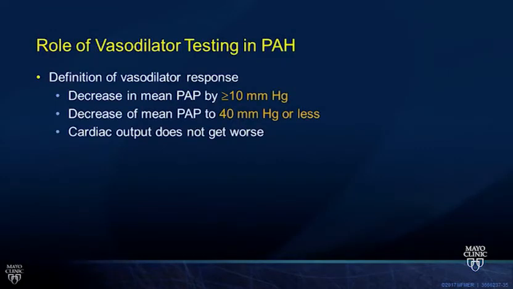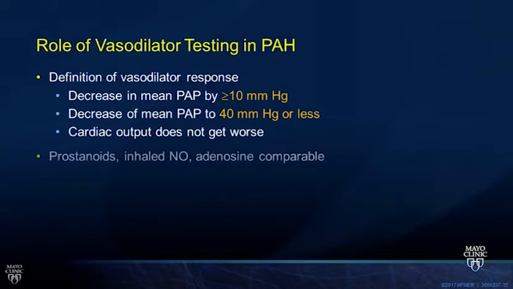So this is critical. What defines a positive response? A decrease in mean PA pressure by greater than 10 millimeters of mercury, or a decrease of mean PA pressure to 40 millimeters of mercury or less, and the cardiac output doesn't get worse. You can use prostanoids, inhaled nitric oxide, or adenosine. They're comparable. In our lab, we use inhaled nitric oxide.